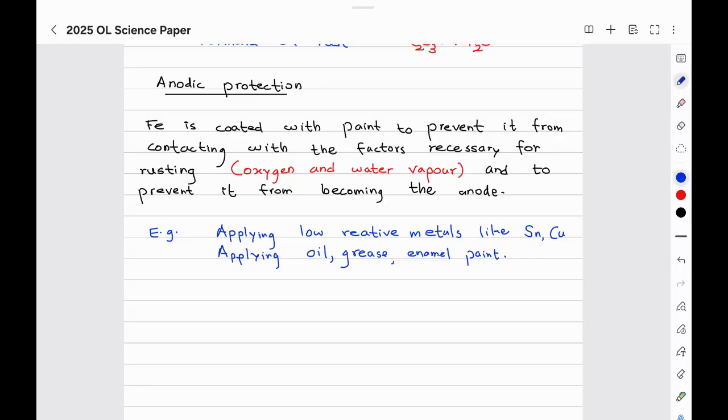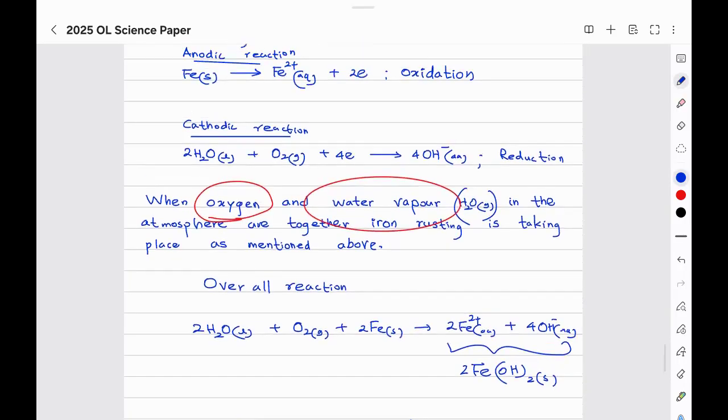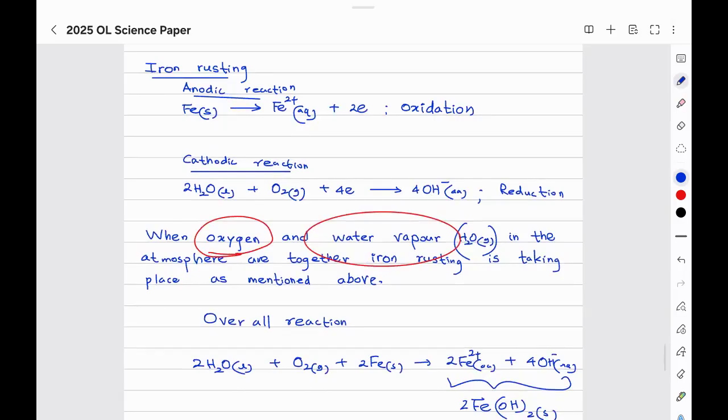Understood? So that means we have to prevent iron from becoming the anode, because when iron is becoming the anode, students, what will happen? This metal iron is converted to Fe2+. It's oxidizing. We have to prevent that.